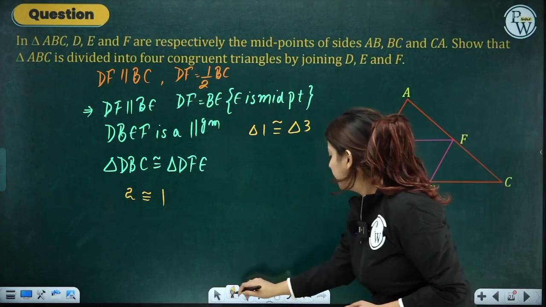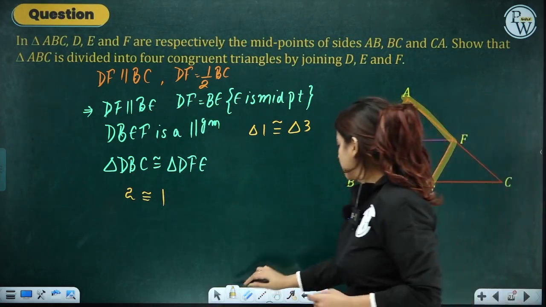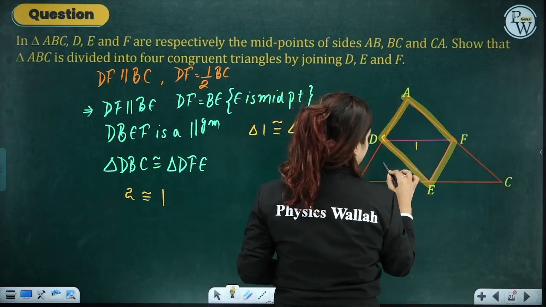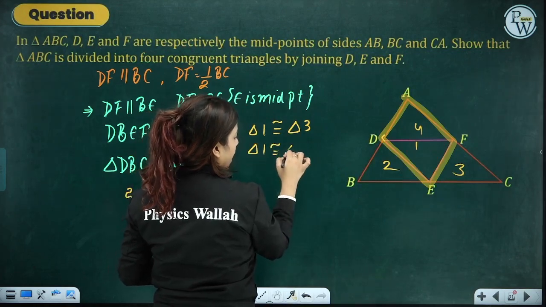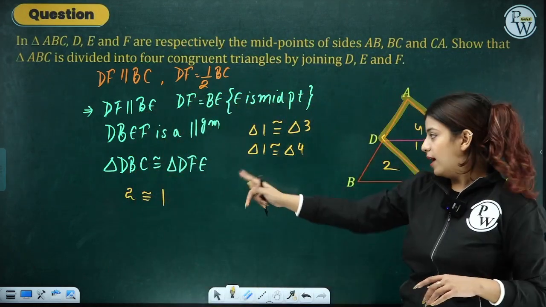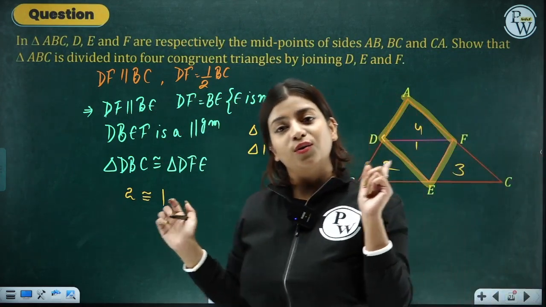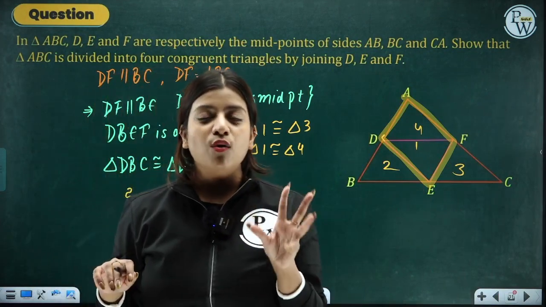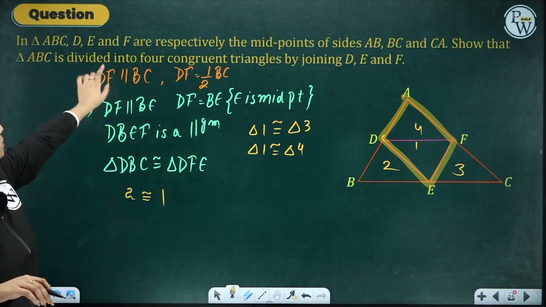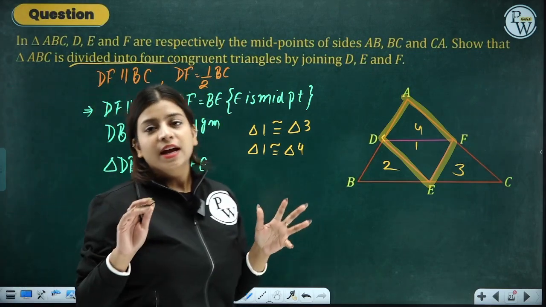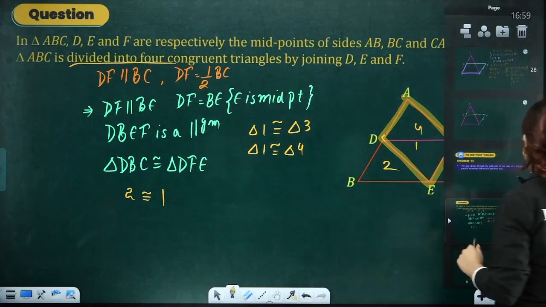And if I take this as a parallelogram, let me mark it again. So this was my 1, 2, 3 and 4. Now from this I can say triangle 1 is congruent to triangle 4. Now see, triangle 1 is congruent to triangle 2, triangle 3 and also triangle 4. That means all these 4 triangles are congruent to each other. And this is what we had to prove, that the triangles that have been formed are congruent to each other.